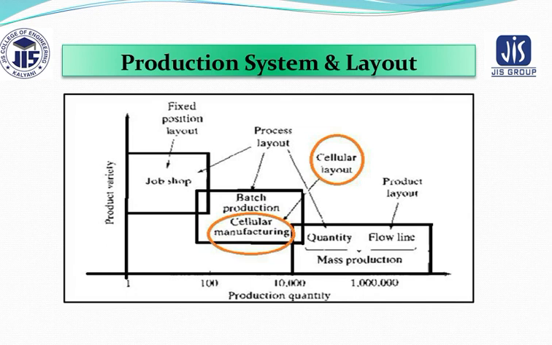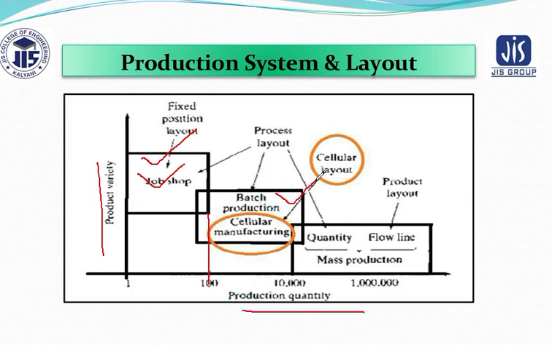So just have a look at this. This is the production system and its layout. This is your job shop. This is the fixed position layout where you can see the product variety you can obtain is at maximum level, but it will be manufactured only up to 100 units. That is the production quantity.